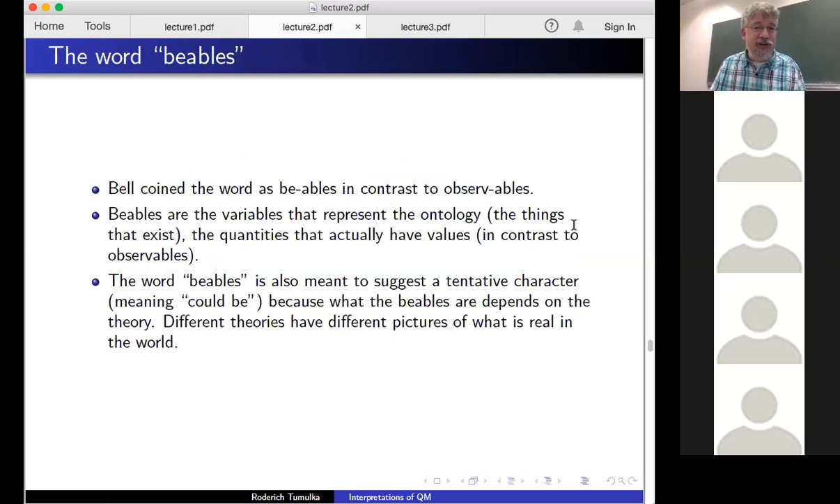A similar word to ontology is the word beables. So this is a word coined by John Bell, beables in contrast to observables. This word means the following. Beables are the variables in a theory that represent the ontology, the things that exist. The beables are the quantities that actually have values, in contrast to observables, which don't actually have values.